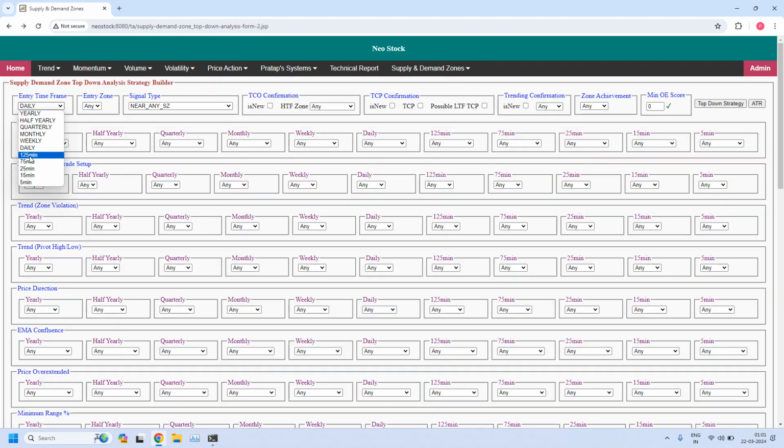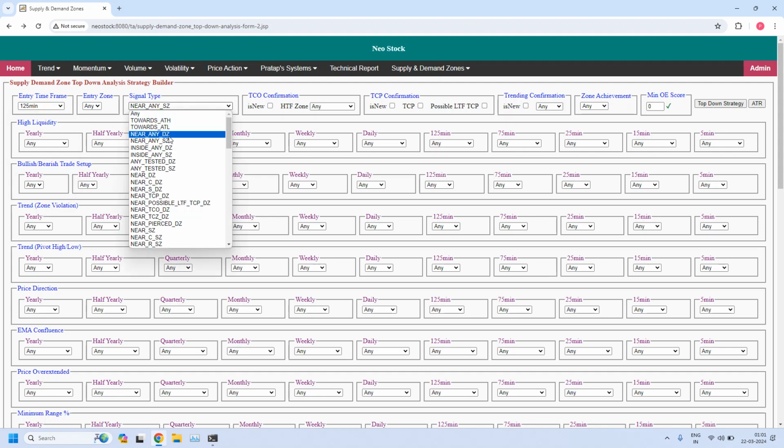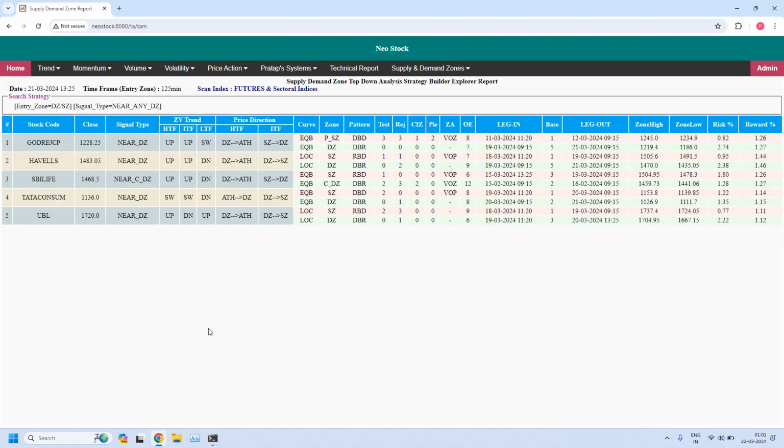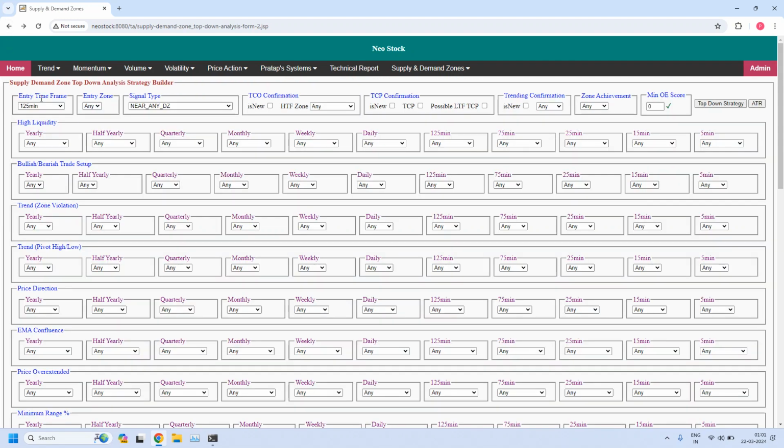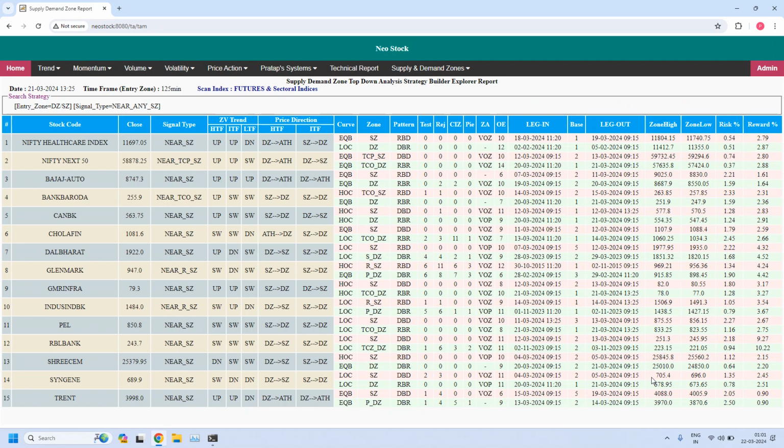Let us change the time frame to 125 minutes. Let us find the stocks near the 125 minutes demand zone. These 5 stocks are filtered. So let me go back. For the 125 minutes time frame, let us find the stocks near the 125 minutes supply zone. So these 15 stocks are filtered near the 125 minutes supply zone.